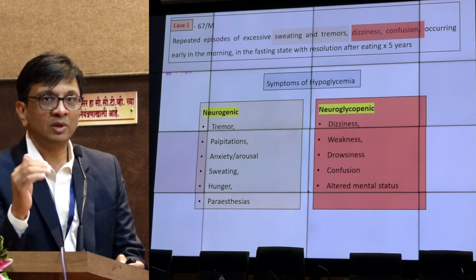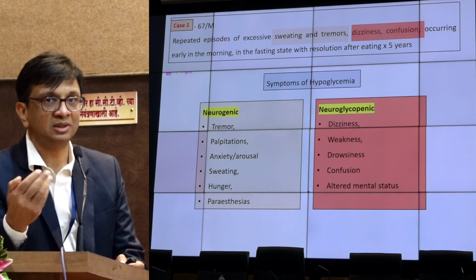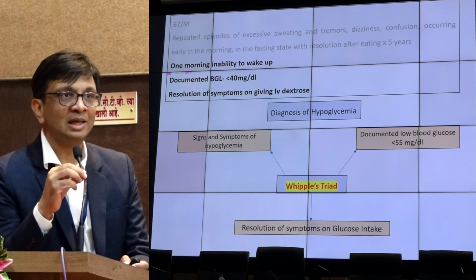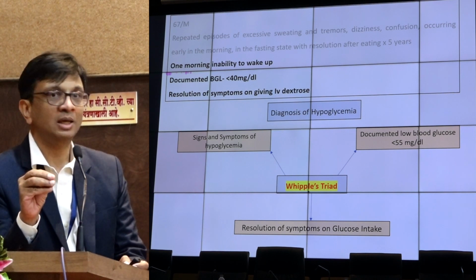So these are the cases we are talking about. He's getting a sugar every morning, the sugars are falling down. There should be some reason why it is happening. So whenever there is a hypoglycemia, classically Whipple's triad should be followed. There were signs and symptoms of hypoglycemia.